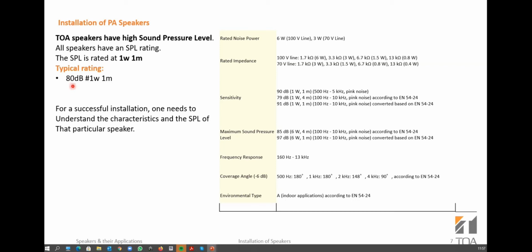What this means on the technical side, when you are installing speakers or when you are designing a system before sales quotes, is you need to know that the further you go away from the speaker, the less sound you are going to hear.